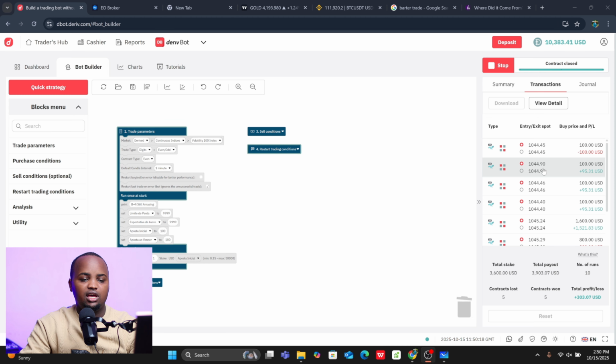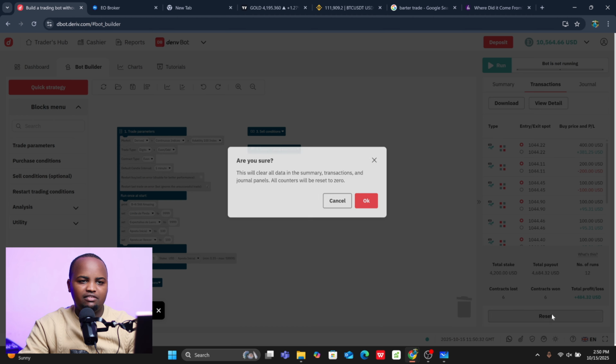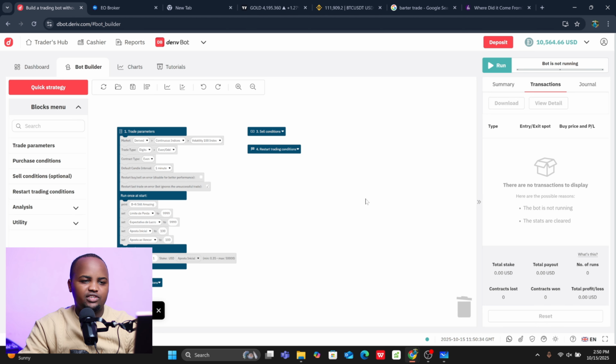And this is it. So let's see whether this is going to recover. This is lost, that one, so it is going to select 400. It's like it is going to multiply times 2. Yeah, you see, and boom, it won that one. So you can stop, make $500, but here we are risking a lot.